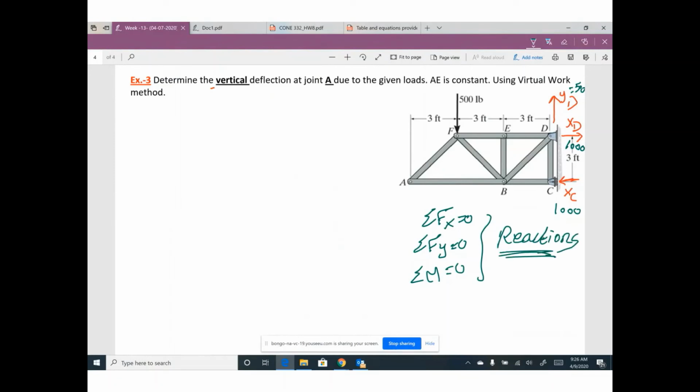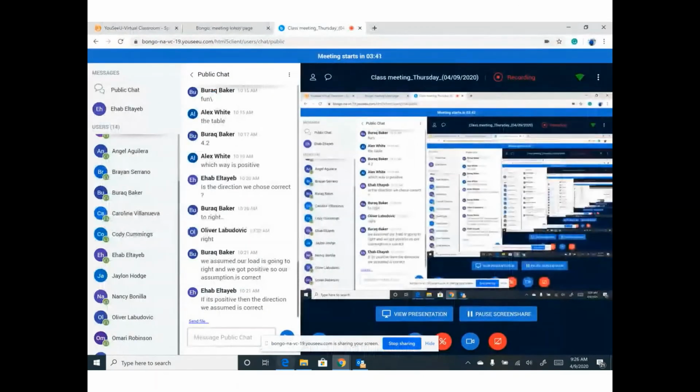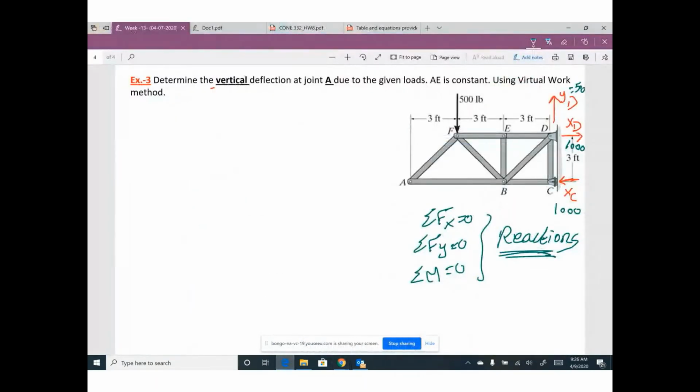Once you get your reaction, go ahead and figure out the internal forces in each member. I think this member and this member will be 0. We have a joint with 2 members only, no external forces at this joint, so the 2 members will be 0. I think this member will be 0. We have a joint with 3 members, 2 of them collinear, no external forces at E, so the third member will be 0.